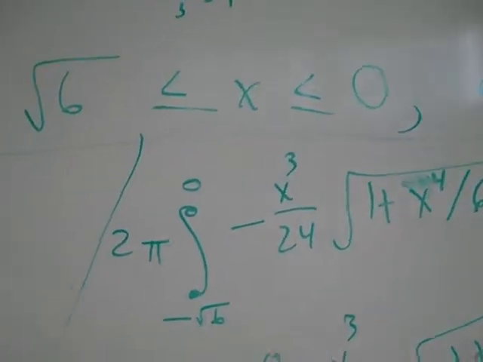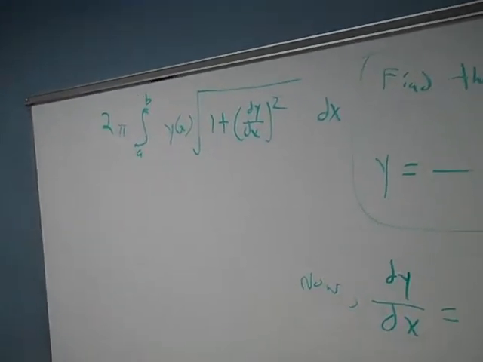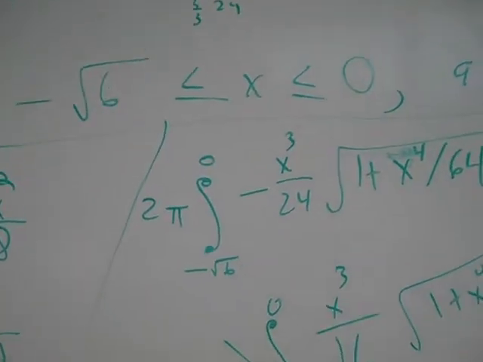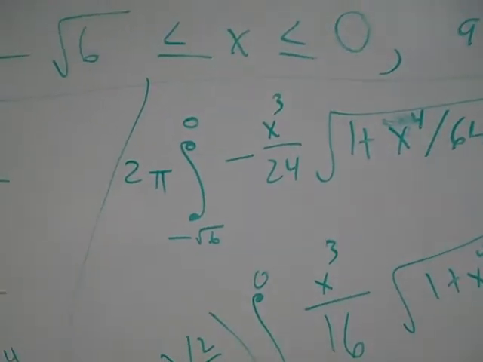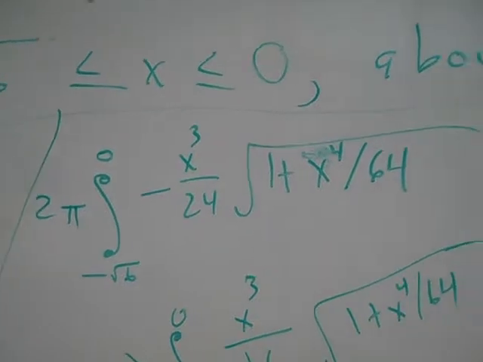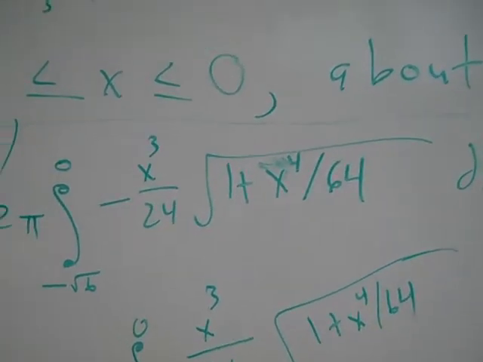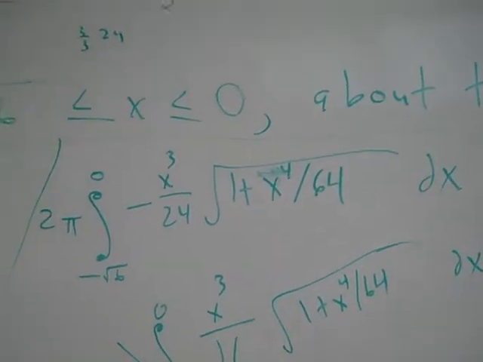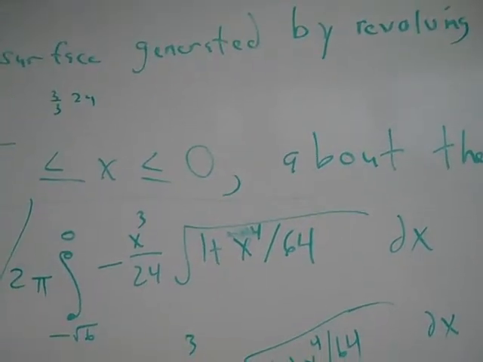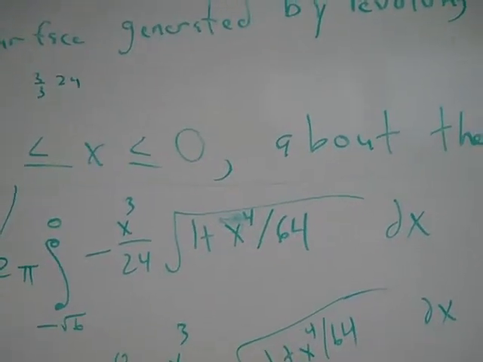And now we're going to put all that inside a square root and integrate over x, and multiply by 2 pi. Don't forget the 2 pi constant up there. So we got 2 pi times the integral from negative radical 6 to 0 of negative x cubed over 24 times the square root of 1 plus x to the 4th over 64, dx. Try to ignore what's down there. I'll get to that in a minute. Well, okay, we'll go on.